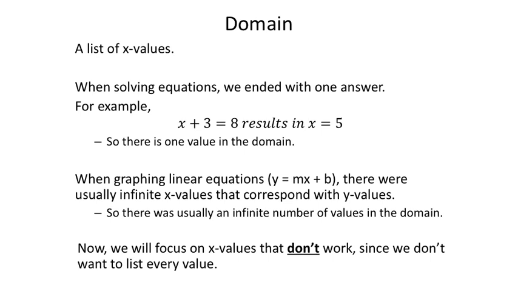When solving equations, we ended with one answer. This is the one-step equation. We did two-step equations, then multi-step equations. That's the principle of equality, in addition to distribution and combining like terms, okay? But in the end, most of the time we only found one value of x that would make the equation true. That means there's only this one value in the domain for this particular equation.